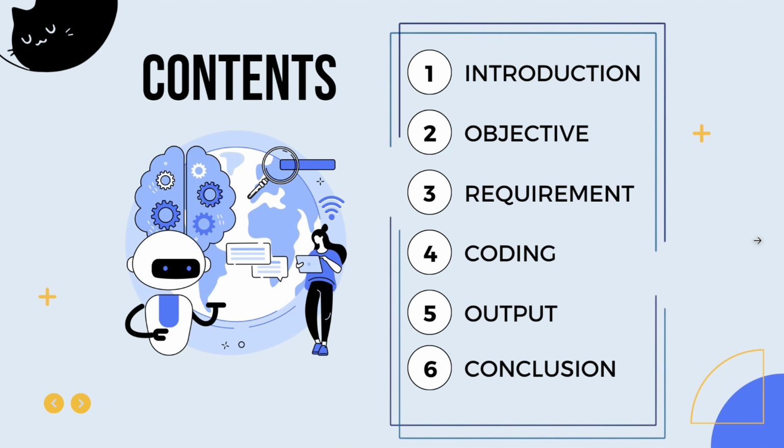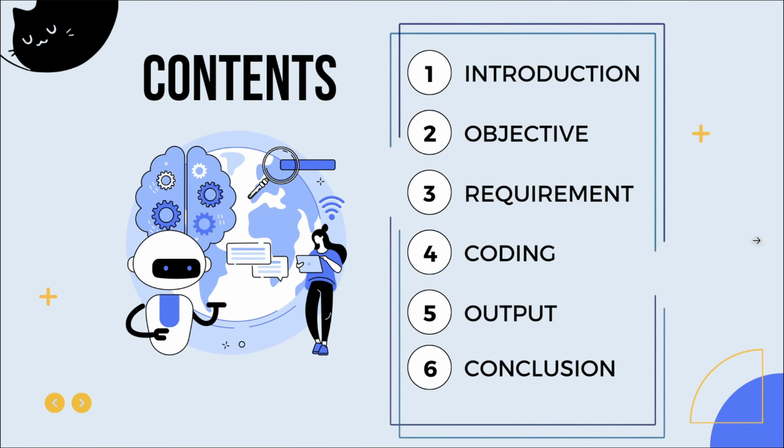As you can see, here is our content table. It consists of 6 components, including an introduction, objectives, and so on. Alright, now let's dive into our primary subject together.